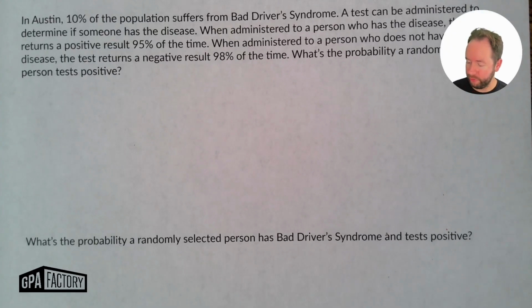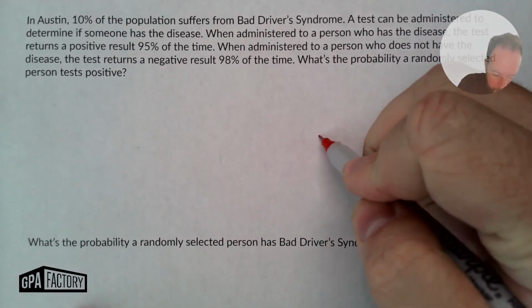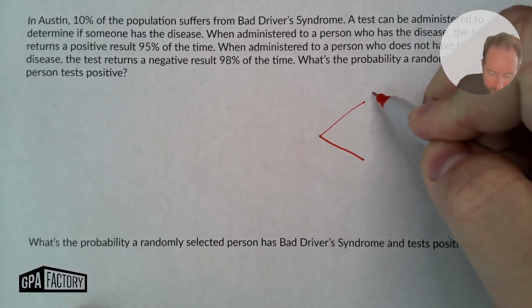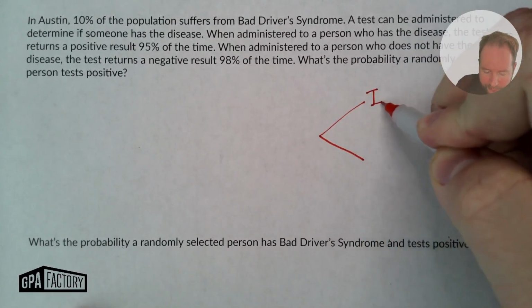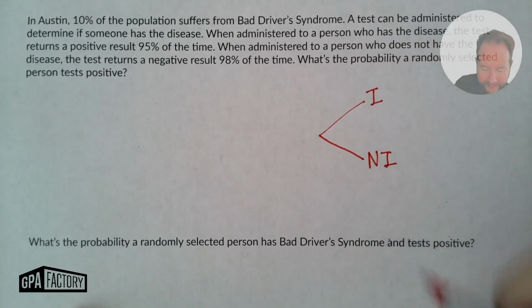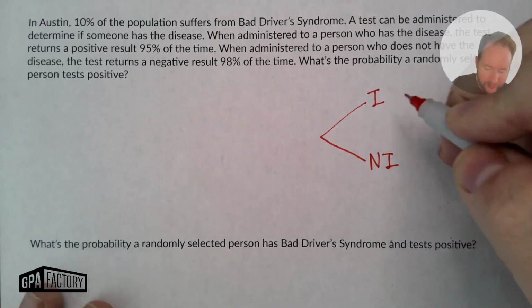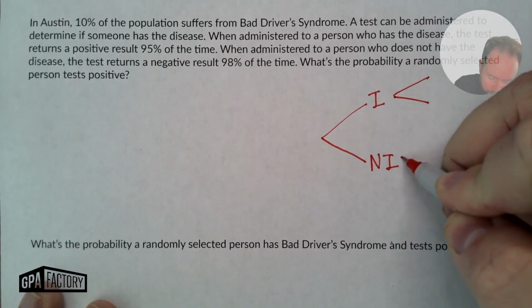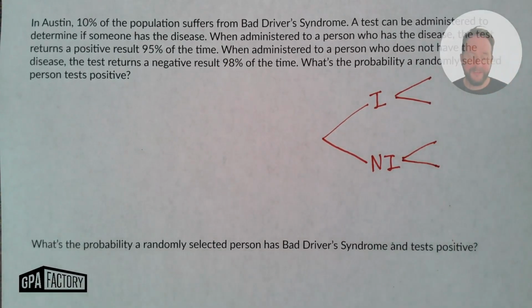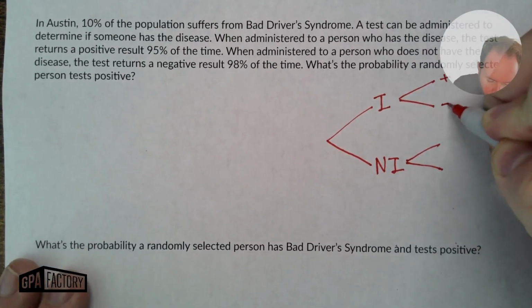Actually, let me go ahead and start drawing my tree before I do anything else. We've got, we'll say I for infected and NI for not infected. So again, is a bad driver and then not a bad driver. Then there's a test. And the test is trying to see whether or not you have bad driver syndrome. And the test can come back either positive or negative.